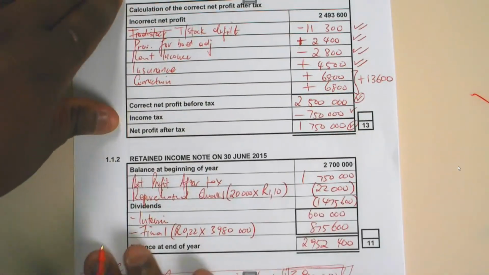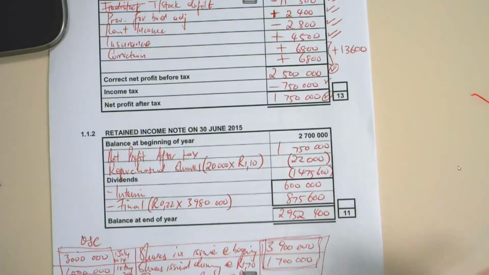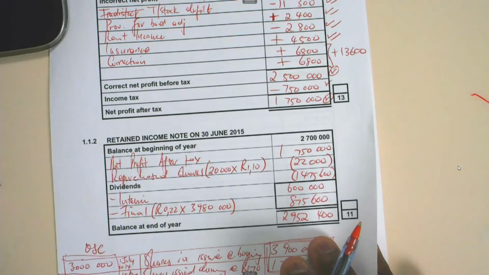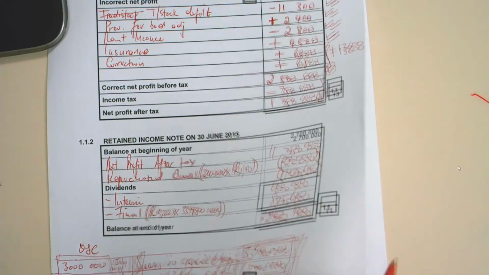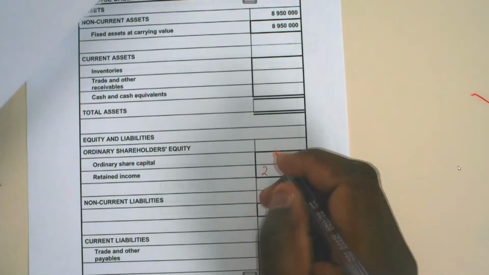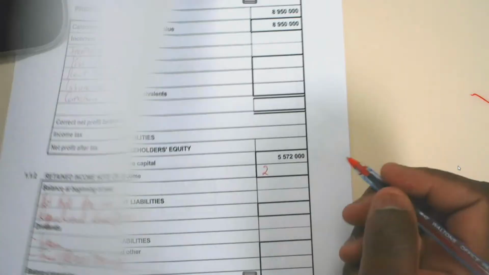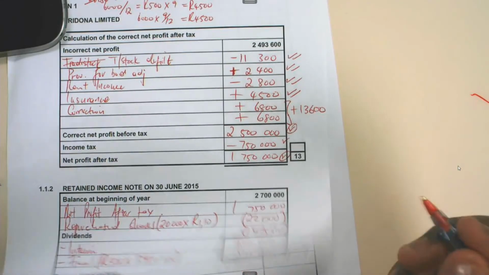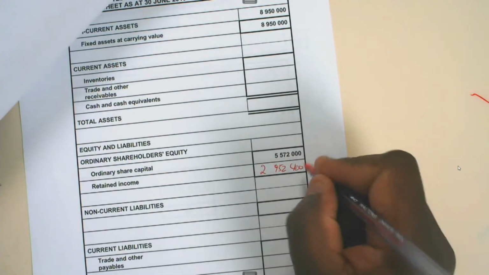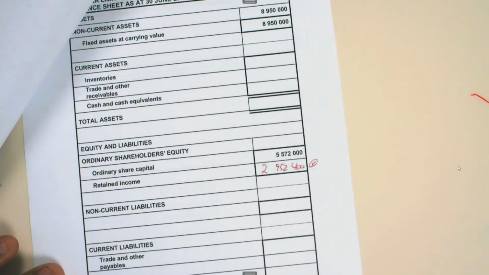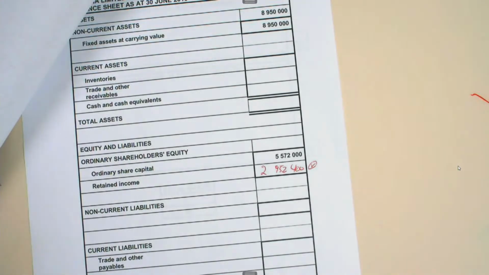Firstly, let me start with the retained income. Retained income, remember, our total is 2,952,400. You write it here, 2,952,400 rand. Then you'll get 1 mark free.